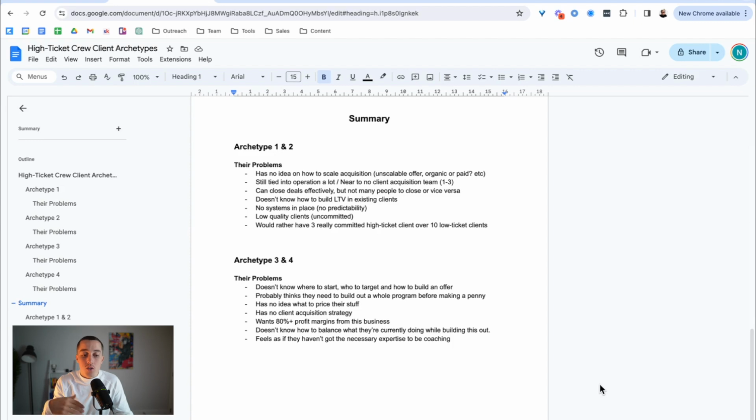And last but not least, you don't know how to balance what you're currently doing while building this out. You don't know whether you should continue doing the thing that you're doing while coaching, or how you're going to juggle both at the same time. You probably have no idea how you're going to go about balancing the two, and you're afraid to leave that comfort zone that you're currently in. That's exactly what we solve. We solve this all in the program.